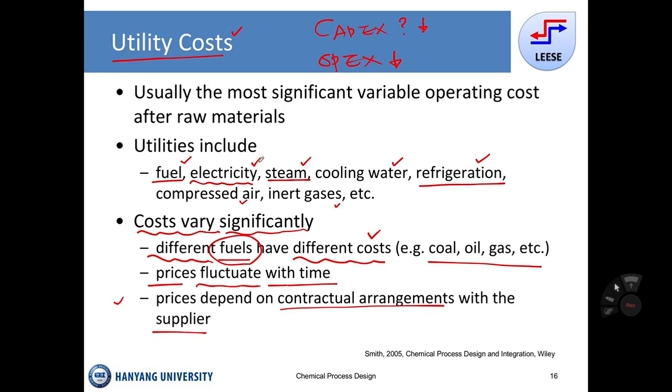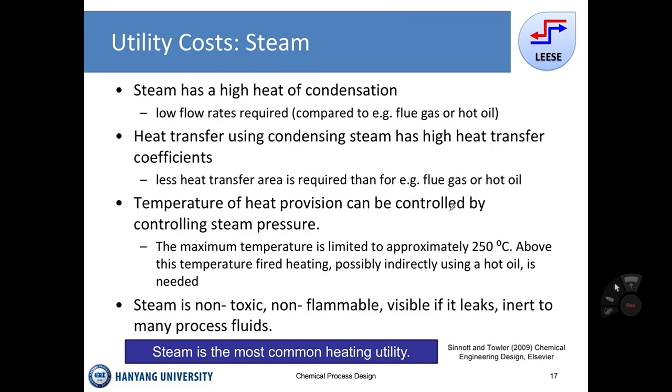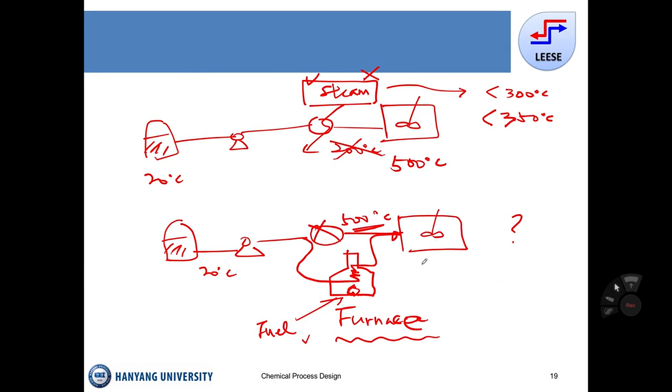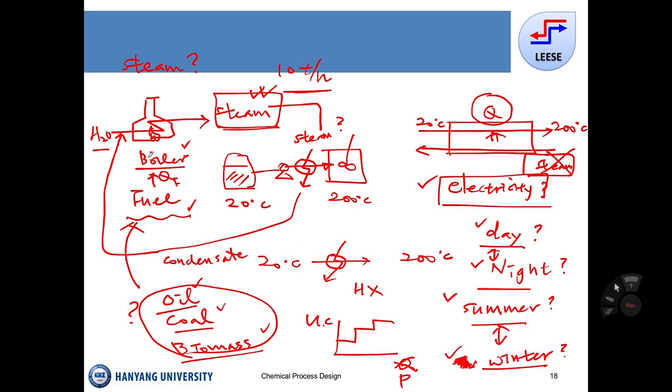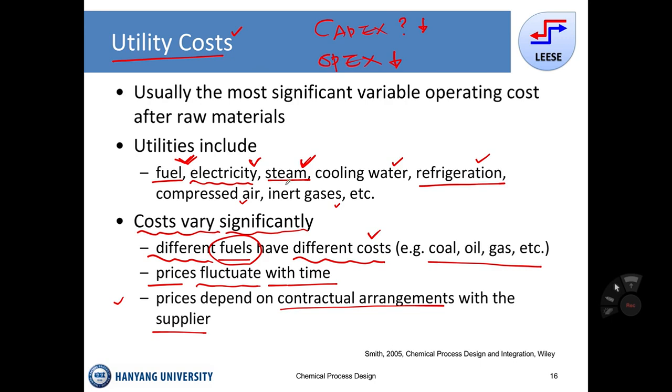So utilities include steam, fuels, and electricity, which are used for providing heat. The way of using fuel and steam is slightly different. Fuel might be directly used in a furnace. Fuel might be used in order to provide steam, and steam is then used for providing heat.